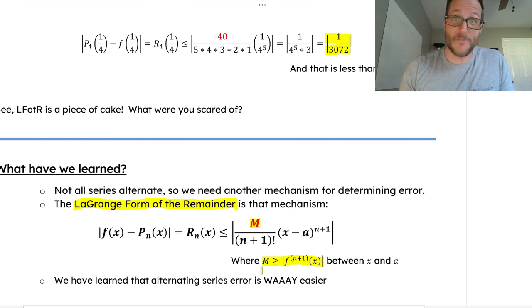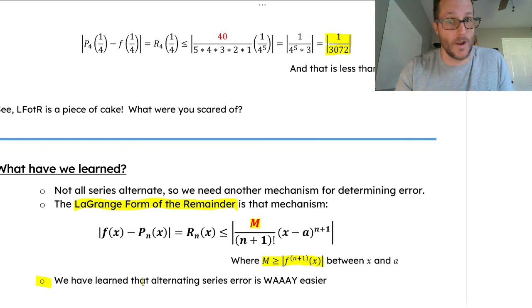And we definitely learned this, that alternating series error is way easier than Lagrange error. But I hope this video at least gives you an entry point into Lagrange form of the remainder. Don't be scared away from it, but certainly you can start wishing and praying for an alternating series error question on the AP exam. But if you don't, at least you have been prepped.